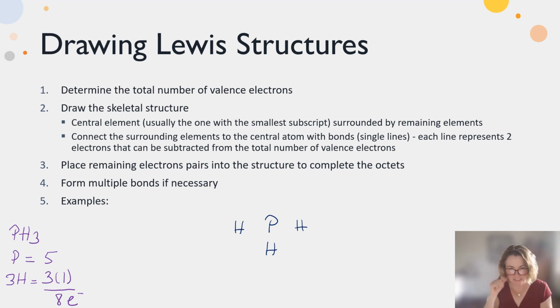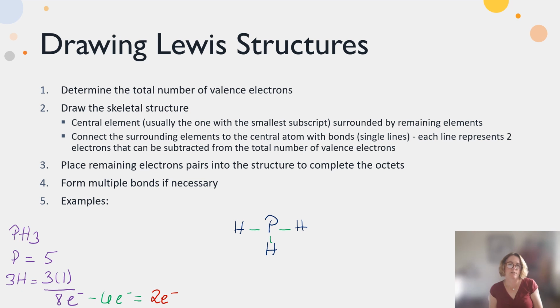The next thing I need to do is to connect my phosphorus to my hydrogens. I'm going to do that with a single bond in one line. Remember that each line represents 2 electrons, and so I've used 3 lines. 3 times 2 gives me 6, so I've used 6 electrons. And so I have 2 left that have to go into my structure.